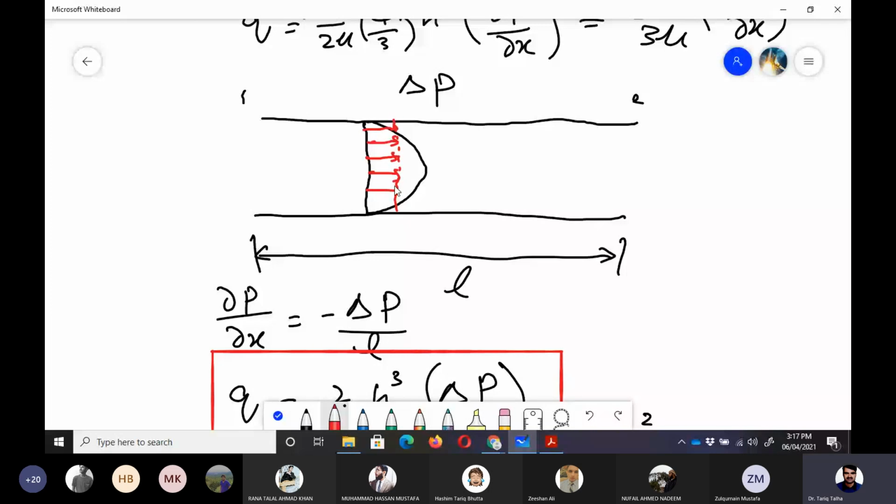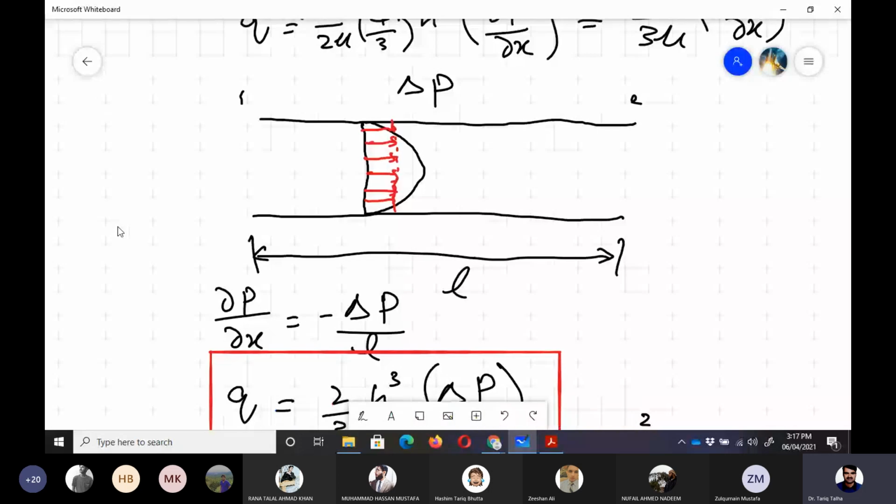At some portion it would be less than the actual velocity, and at some portion it would be greater than that, because only then it would have the same mass flow rate, right? So mean velocity would be less than the maximum velocity, but it would be greater than the minimum velocity, which is the zero velocity at the plate.